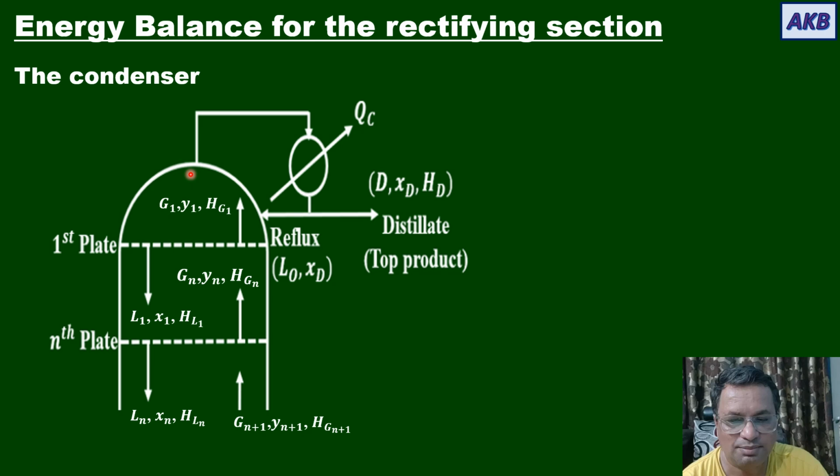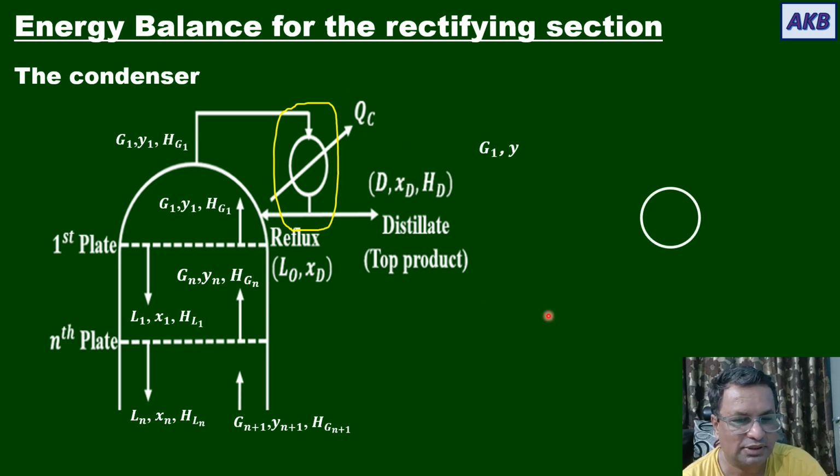Now this stream, the vapor stream that is coming out of tray number 1, it will be taken out of the column. So it will again be G1, Y1, Hg1. It will be sent to the condenser where it will be condensed by removing heat at a rate of QC.